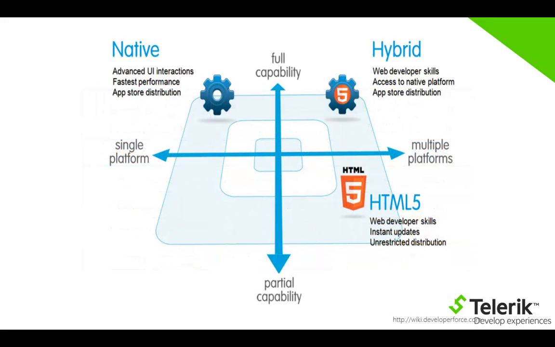The playing field looks like this. If I build native apps, I'm on a single platform on the far left there, but I've got the full capabilities of the platform. And if I build for the web with HTML5, well, I'm going to hit multiple platforms, but I'm not going to get all the capabilities of the device. I really like what's in the top right there, the hybrid development option. I can use my web developer skills, I'm going to get access to the native platform, and I can get into the App Store. That's tremendous for me.